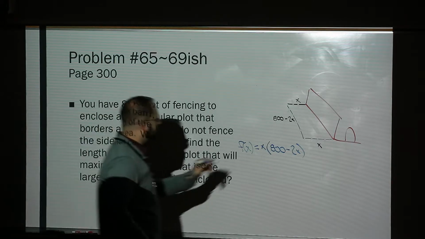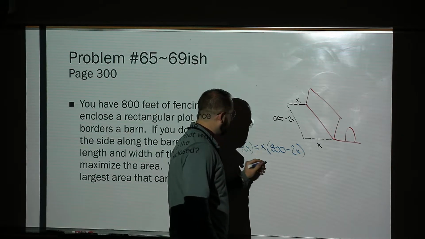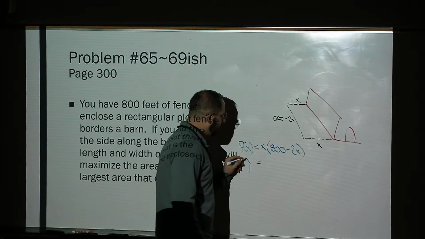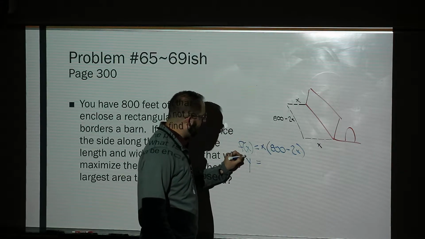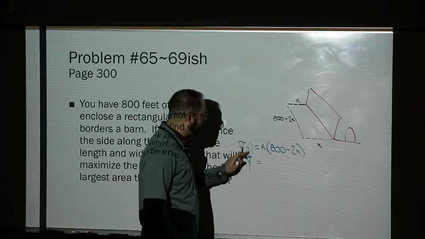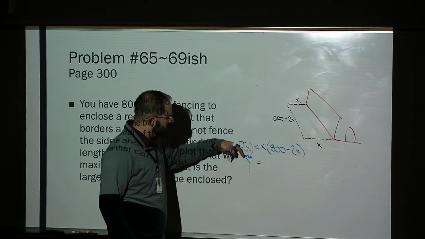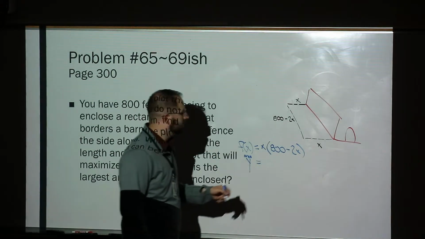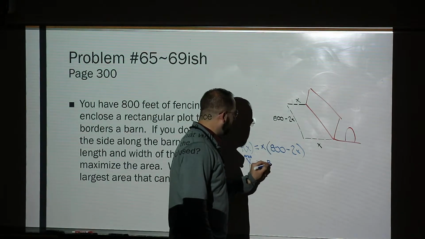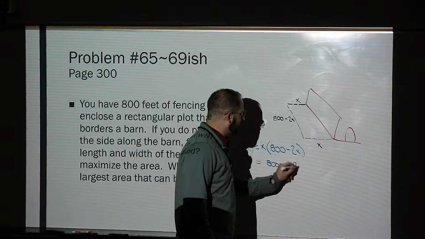So on this, we're gonna FOIL this together, or distribute. I'm gonna replace that with a y. So the y in this case is gonna represent the area for me. That's how I think of this, because when I multiply these together, that is area. So this y is the area when I find my final answer today. If I distribute, this is 800x minus 2x squared.